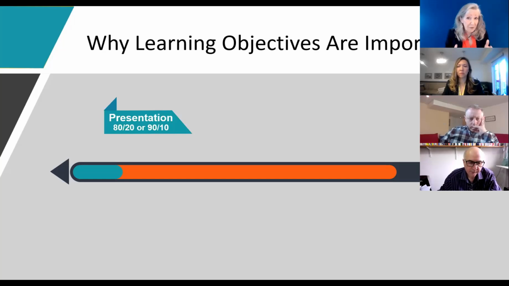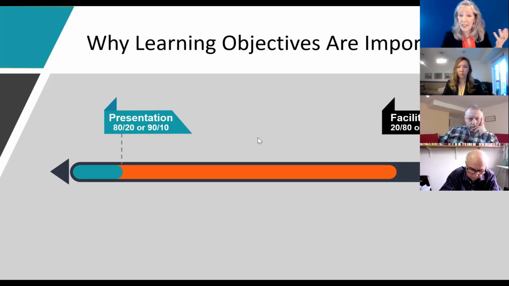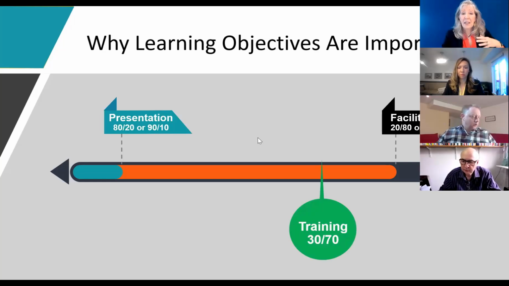So there is a big difference, however, between a presentation and training. And there are three terms that get thrown around interchangeably. So it's presentation, facilitation, and training. But if we look at this, a presentation is actually what we're doing here on the webinar. So it's one way, it's 80-20. It's from presenter information to the audience with a little bit of time for questions.